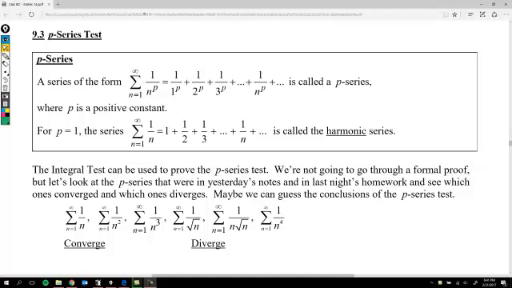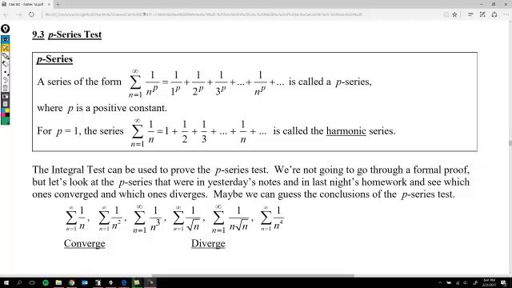Everyone, we're looking at p-series, which are super simple. They're of the form 1 over your variable to some power, and we call that a p-series where p is your power. Now we need p to be a positive constant in this case. So really it's a negative exponent, but when it's in the denominator, we need it to be a positive constant.